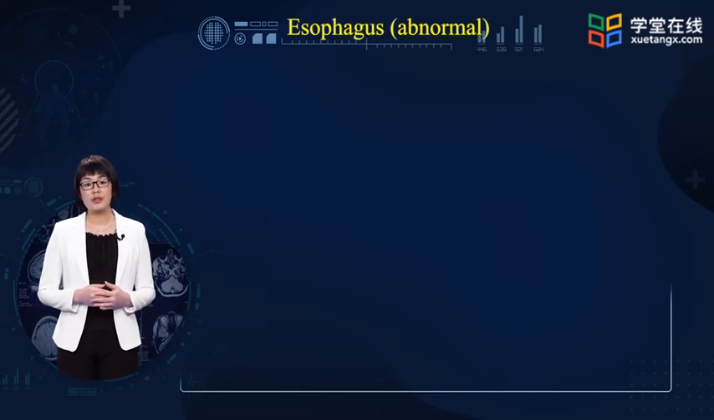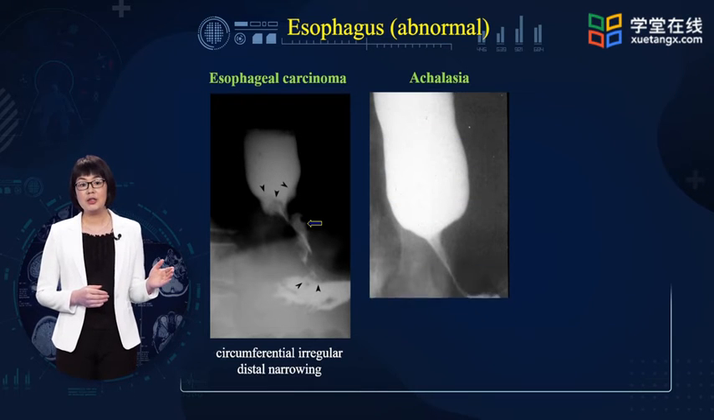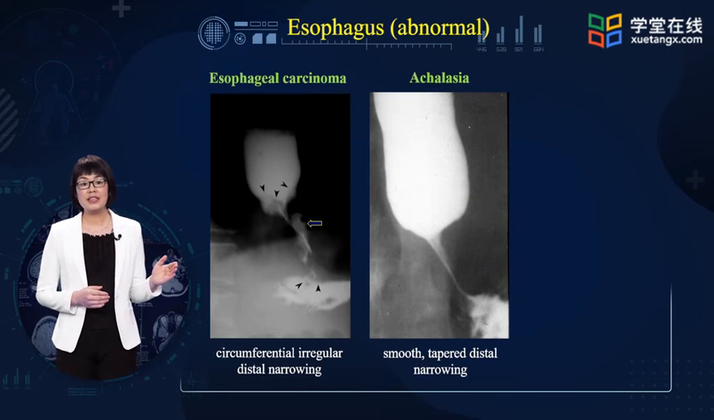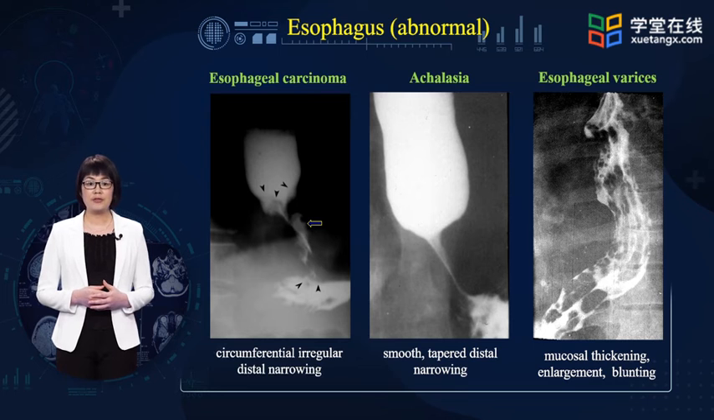The filling phase on the left case shows a circumferential irregular distal narrowing in the lower esophagus caused by a carcinoma. In the middle, a smooth, tapered distal esophageal narrowing is depicted, typical for achalasia. The case on the right demonstrates mucosal thickening, enlargement, and blunting as a result of advanced esophageal varices.